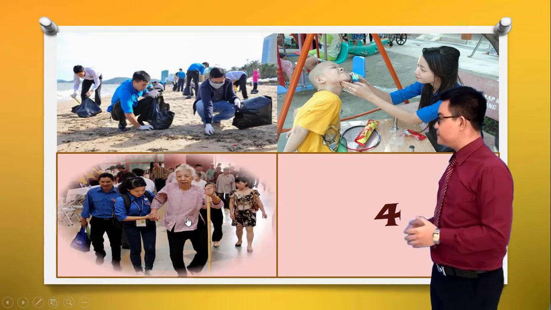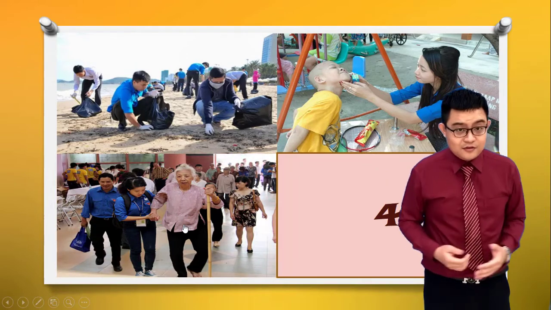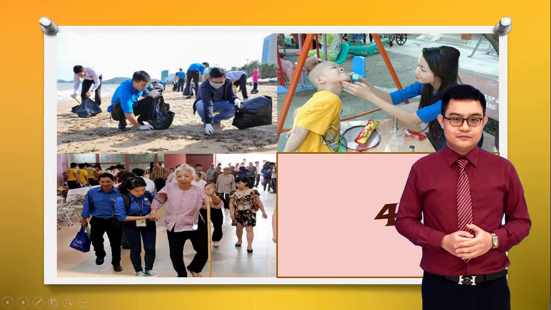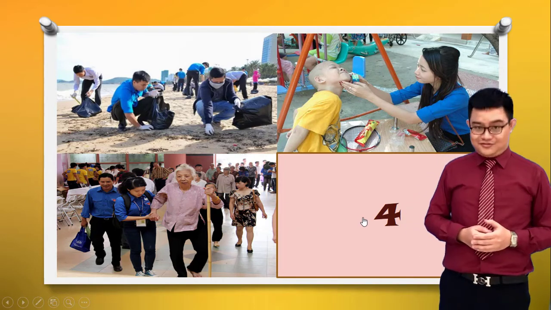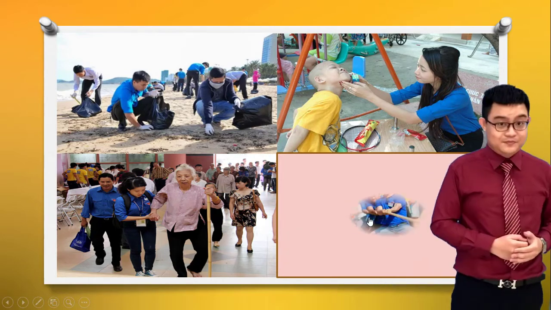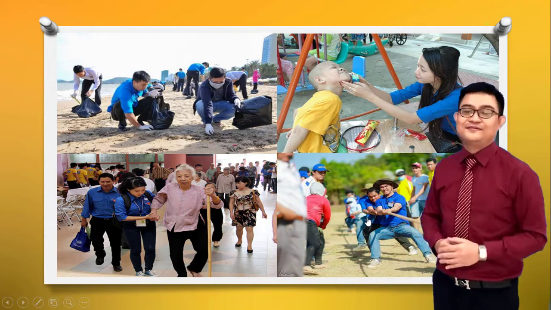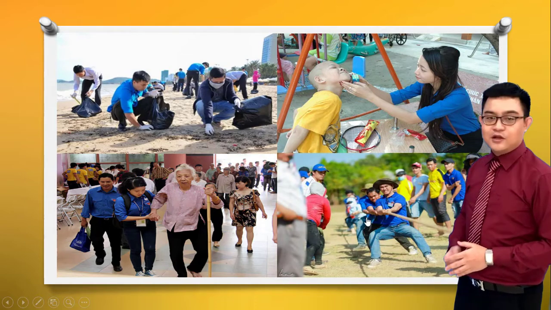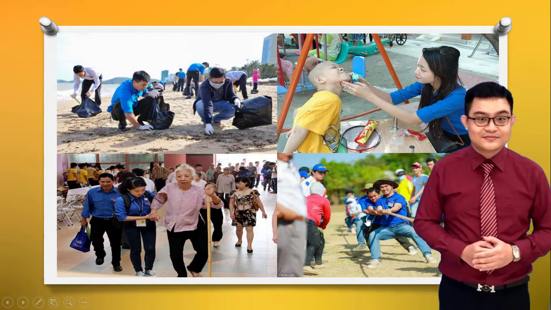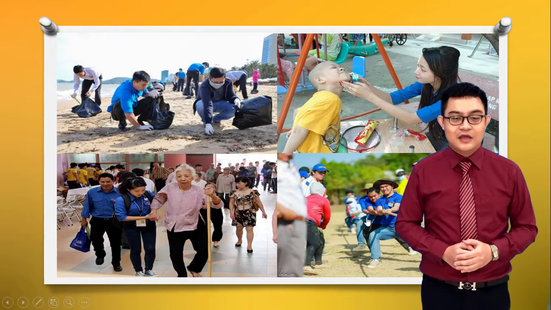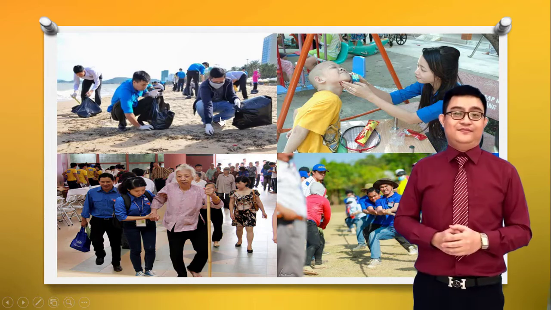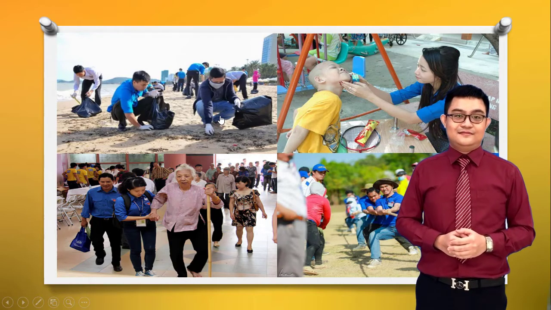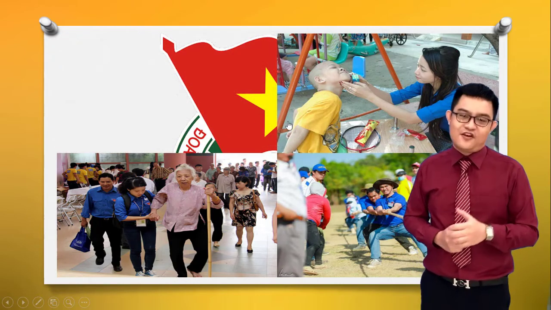Number three. What are they doing? They are helping elderly people, as you can see in the picture. And number four. What are they doing? They are taking part in sports. Is it correct? Good job.